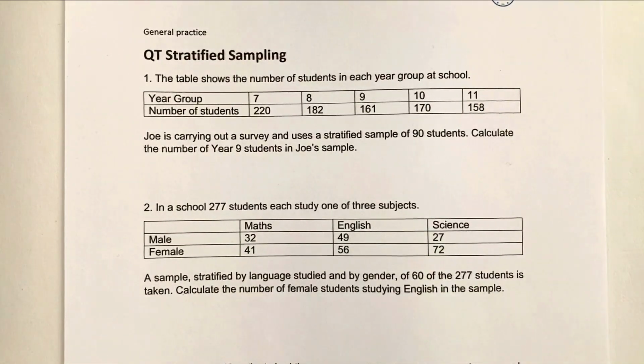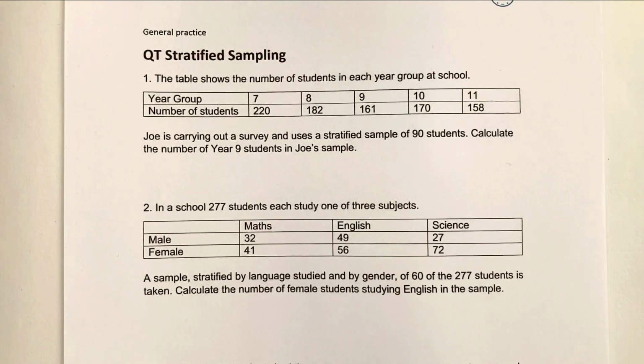Hi, in this video we're going to be looking at something called stratified sampling. This is GCSE maths, around about grade 5. It's fairly straightforward. Once you get to grips with it, you should be okay. Please do stop the video, have a go at the question and then compare your solution.